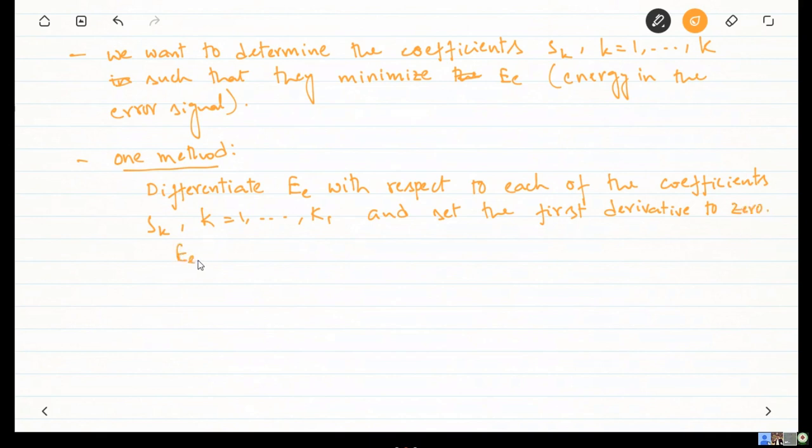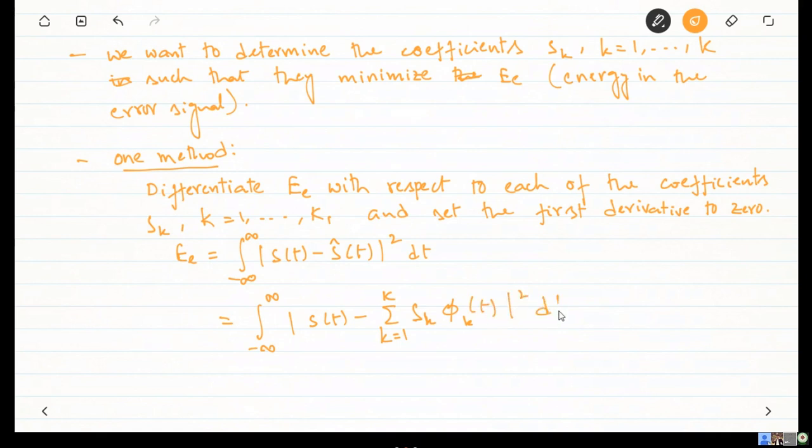Right? So let's recall what is EE. EE is the integral of S of t minus S hat of t whole square dt, right? So this is again nothing but S of t minus S hat of t, which is what? It's a linear combination, the sum over k equal to 1 to capital K of Sk phi k of t, whole square dt.